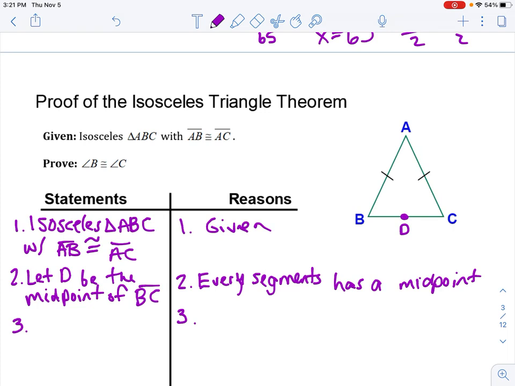Sorry about that. Then step 3. Because we now have a midpoint, we can draw in a new segment. The fancy math term is draw an auxiliary segment, but just saying make a new segment, AD, is fine. And that is because, at the very beginning of the year, probably day 3, we learned that 2 points make a line.